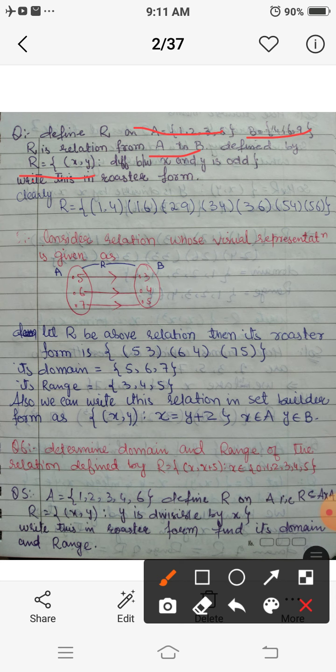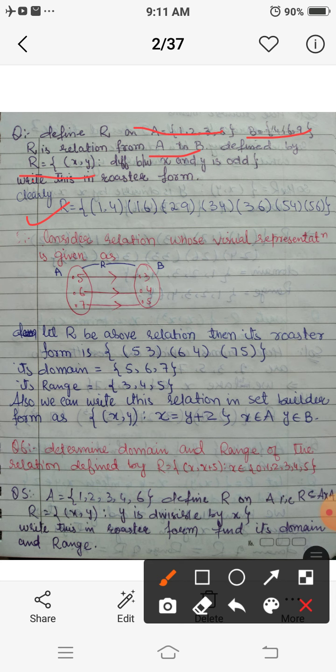Here x belongs to A, y belongs to B, so we have to consider those ordered pairs (x, y) such that x minus y is an odd number. We have to write this in roster form or in tabular form. Clearly here R equals those ordered pairs such that x minus y is odd.